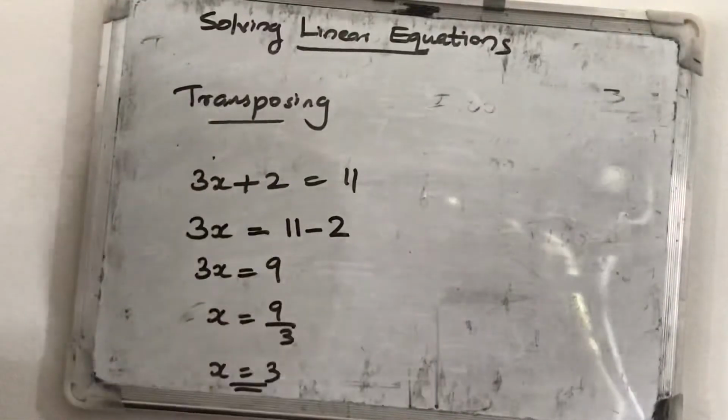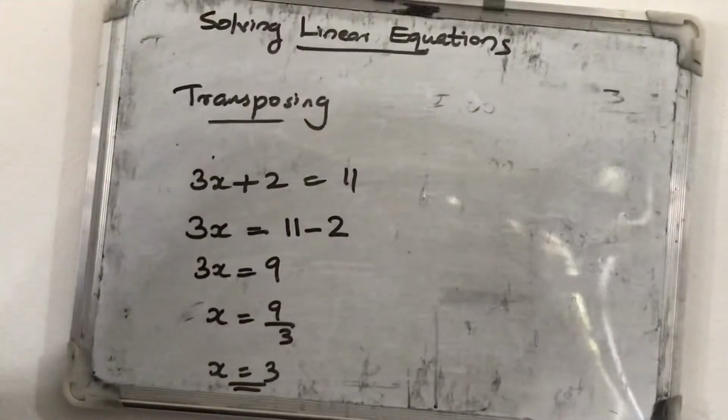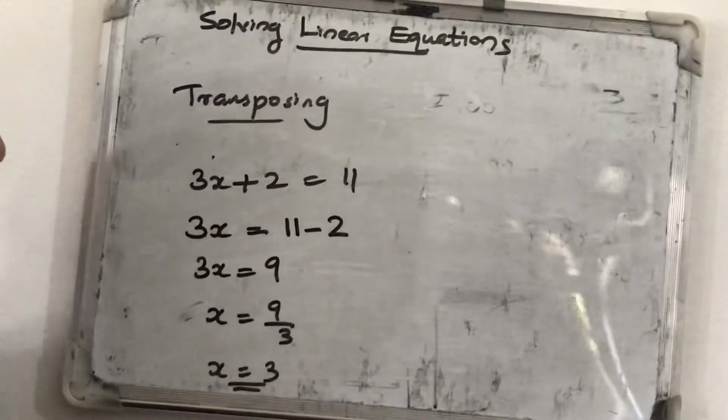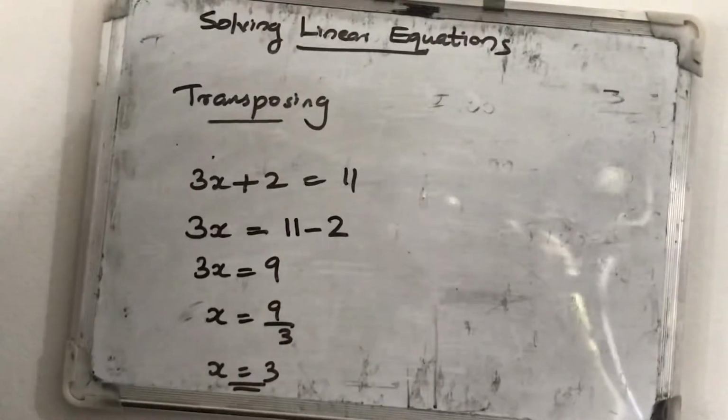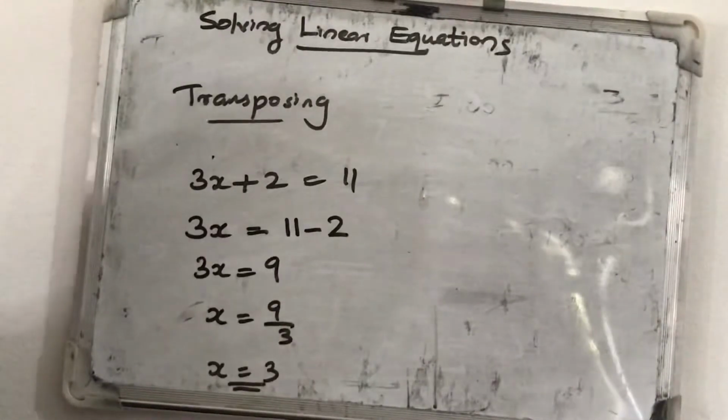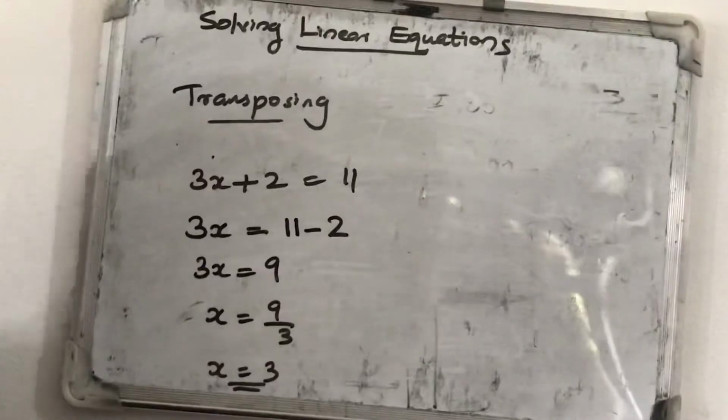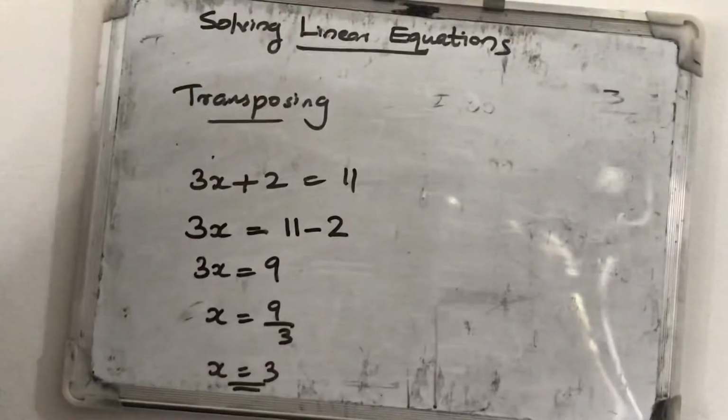This method is called the transposing method or transposition method. Okay, that means the process of shifting a number or a variable to the other side by changing its sign is called the transposing method.